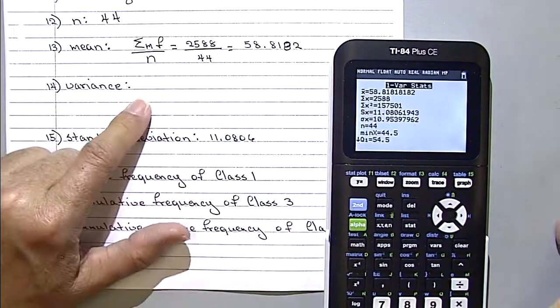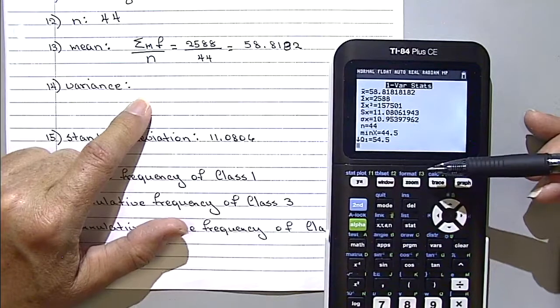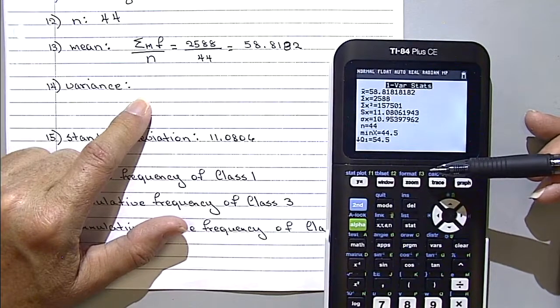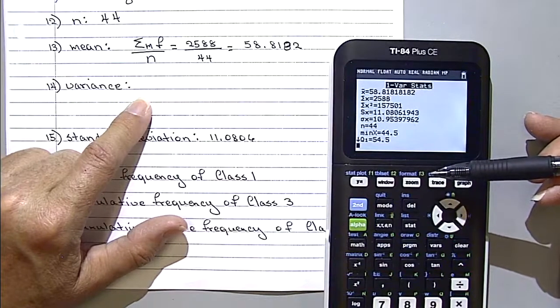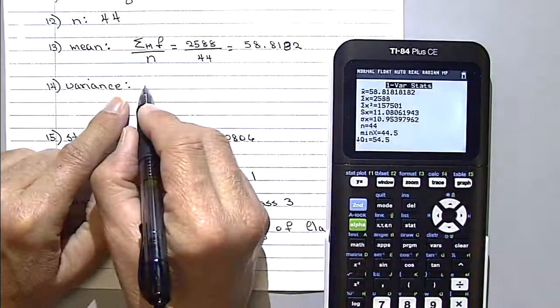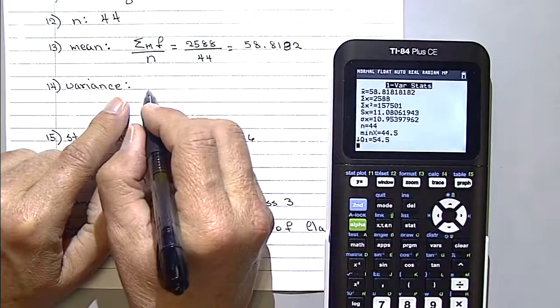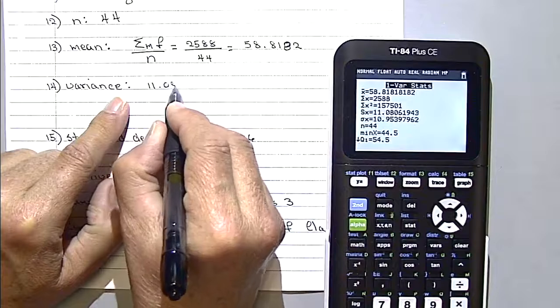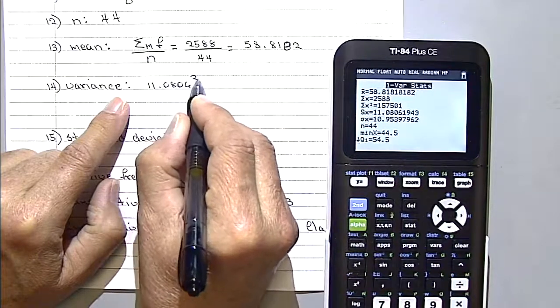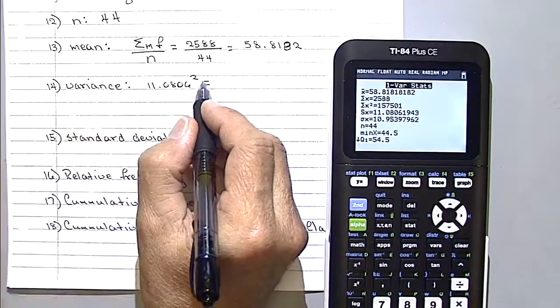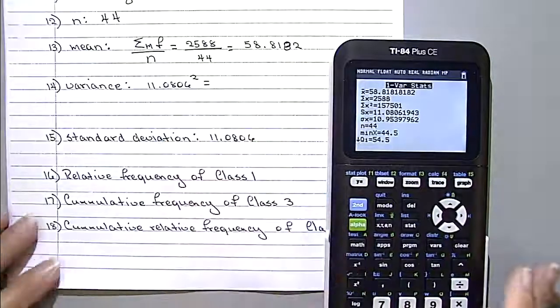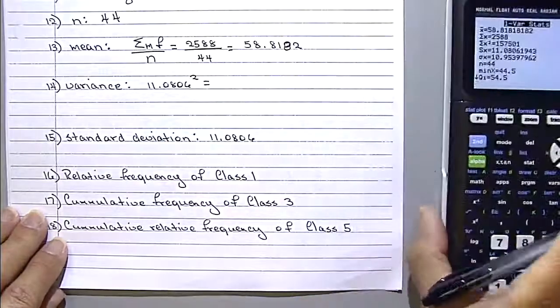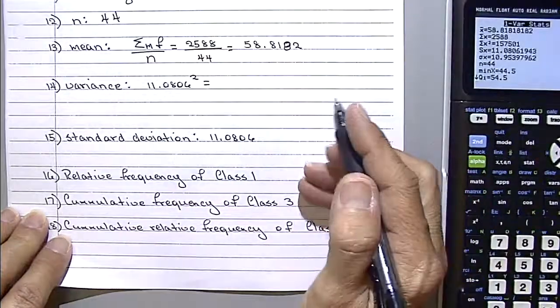And then how do I get the variance from my calculator here? I've been doing it the long way, so I write down the standard deviation and then we square. That's the only way you do it. So I got 11.0806 squared, right? I think it's 0.7801.